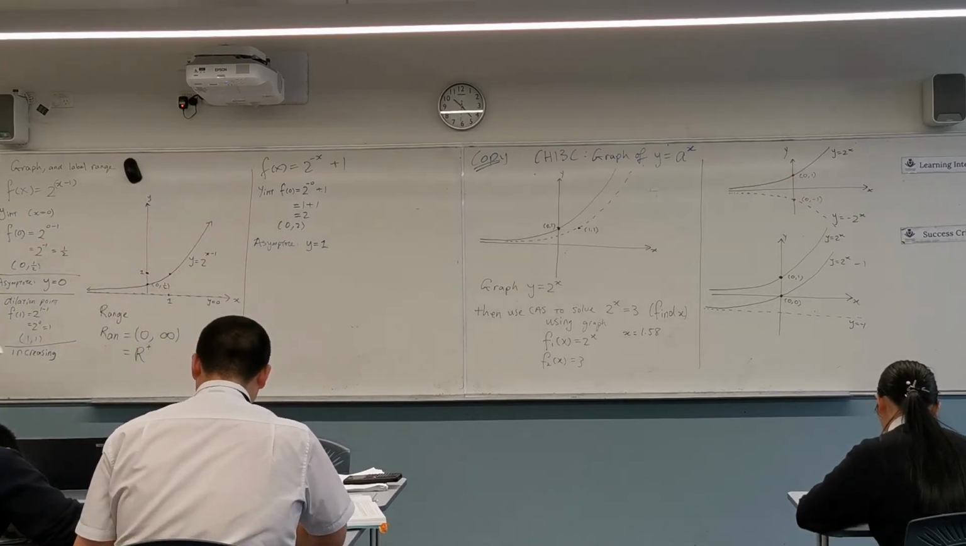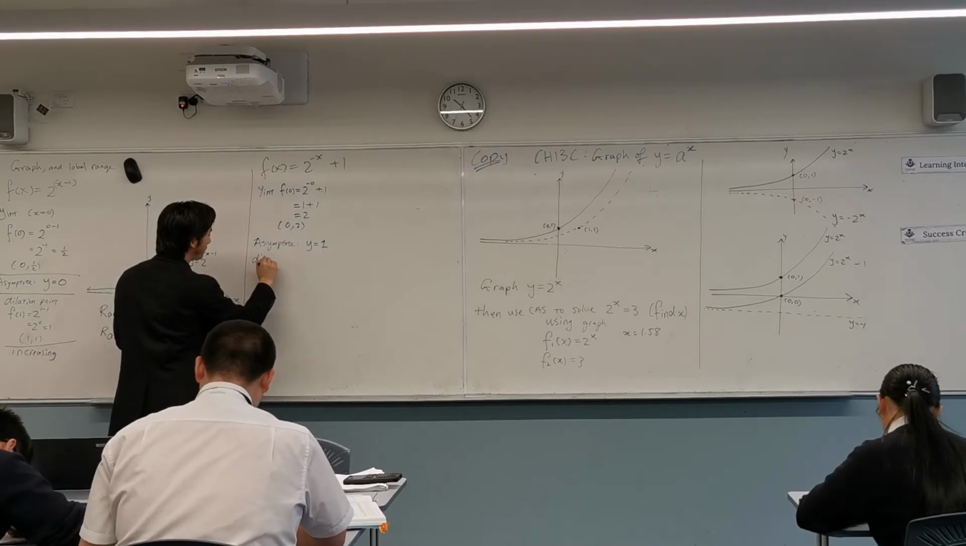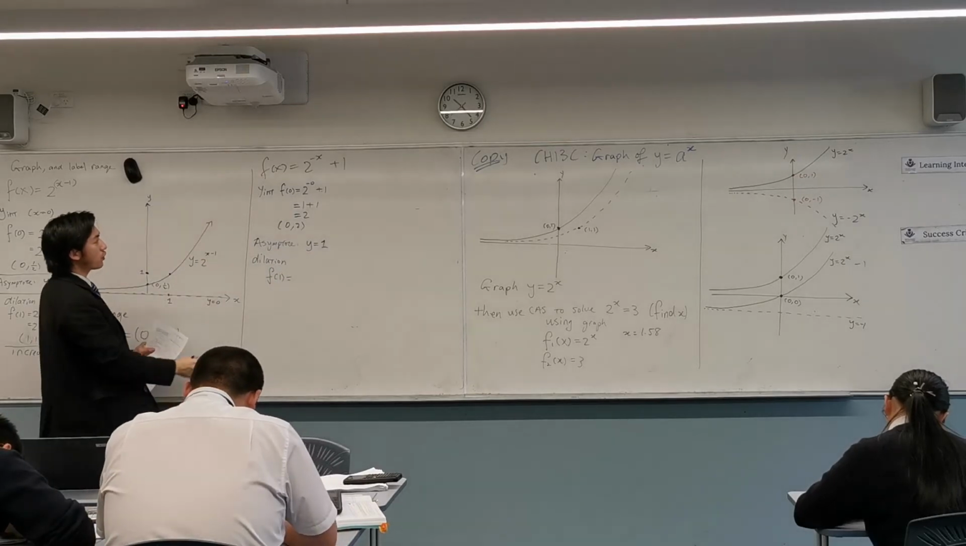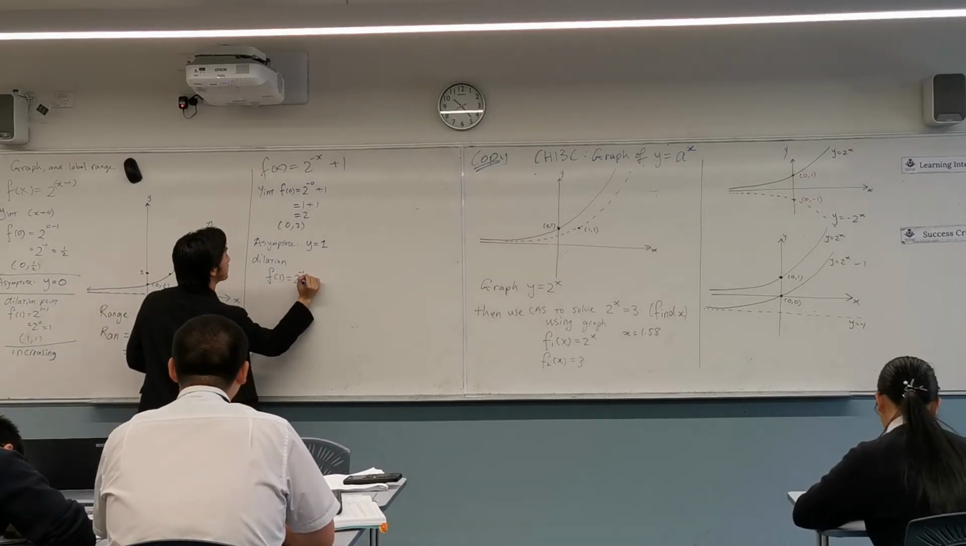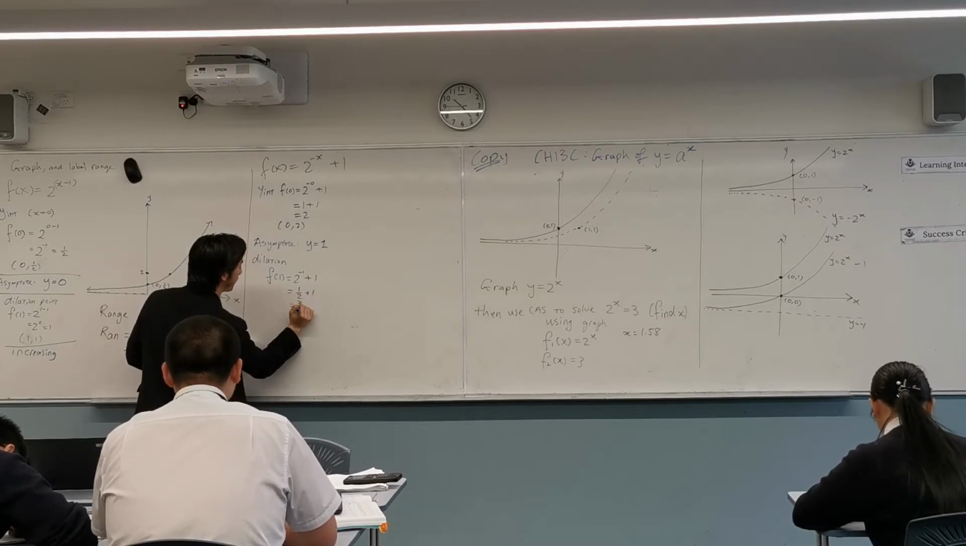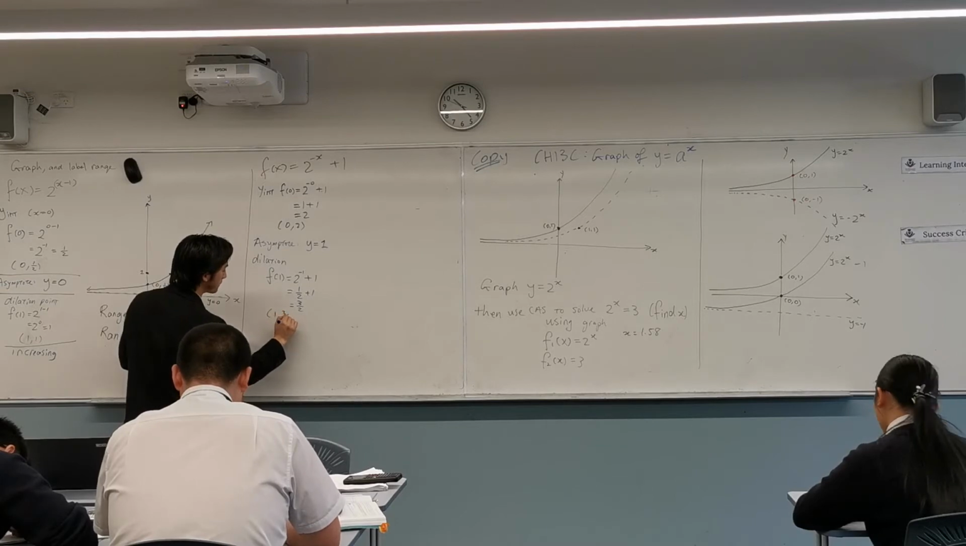Dilation point, we pick another value of x apart from 0. Dilation, f of 1, and it'll be 2 to the power of minus 1 plus 1, which is a half plus 1, which is 3 halves. The coordinate would be (1, 3/2).